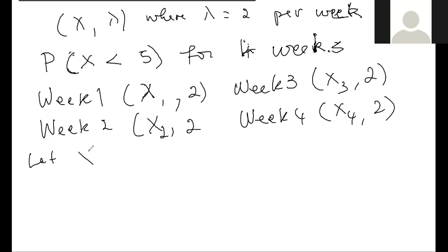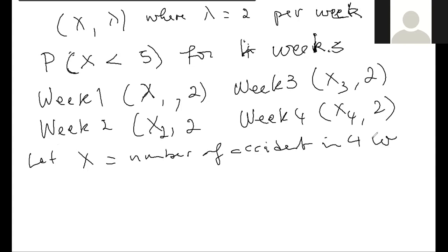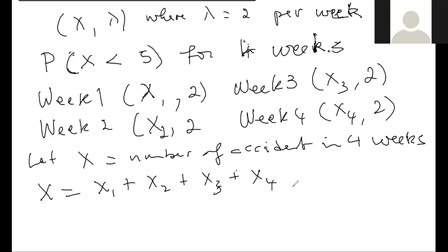So let x be the number of accidents in 4 weeks. And x will be equal to x1 plus x2 plus x3 plus x4. Based on what we did for 2 random variables, the remark I gave you was that if you have 2 random variables that are independent and Poisson, then their sum is also Poisson with the mean being the sum of their means. If you have 3, you do 2 first and you add the third. If you have 4, you have 3 first and you add the fourth, etc.